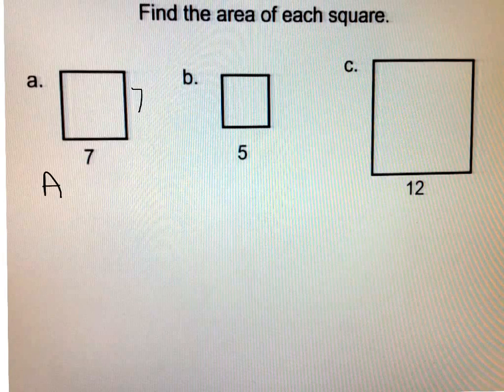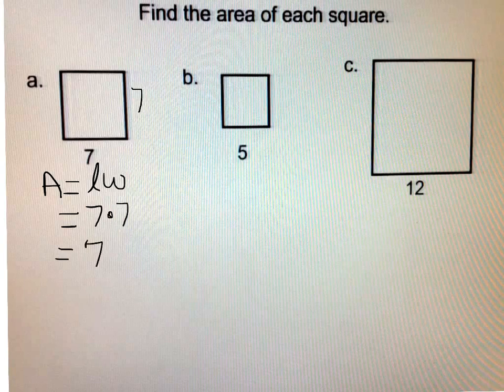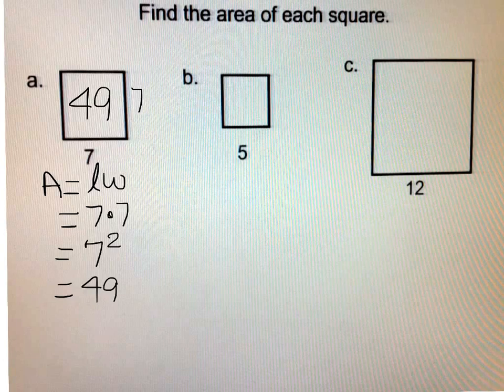And to find the area of a square or any rectangle, area is length times width. So for example A, length is 7 and the width is 7, so 7 times 7. And we know that 7 times 7 is the same as 7 to the second power, or 7 squared, and that's 49. So the area of square A is 49, the space inside.